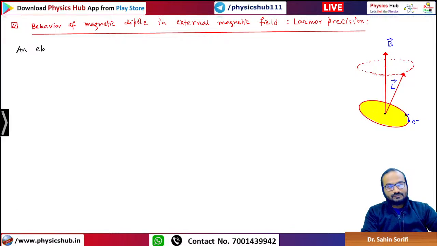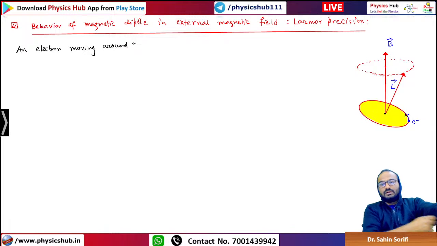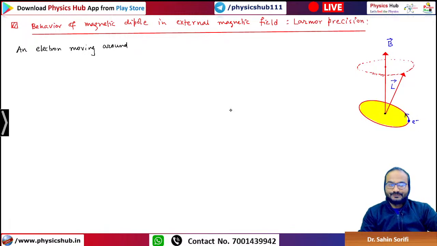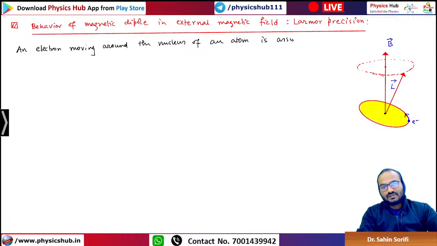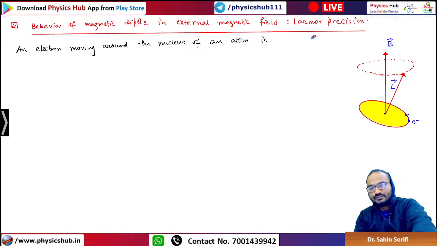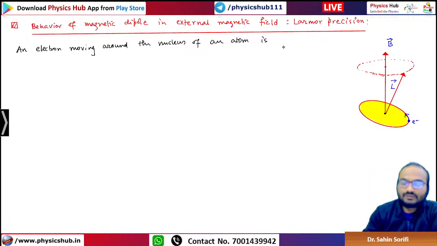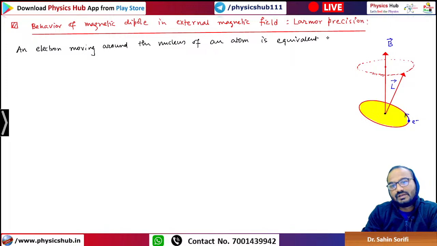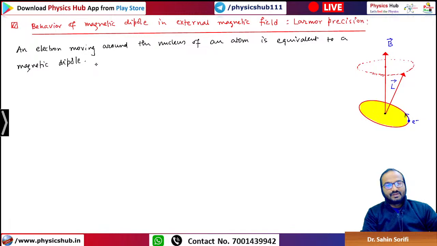An electron moving around the nucleus of an atom, and you have seen that it is moving in the counterclockwise direction, is assumed to be equivalent to a magnetic dipole. That we already discussed in the last lecture also. Hence, the way a magnetic dipole behaves, it will also behave.